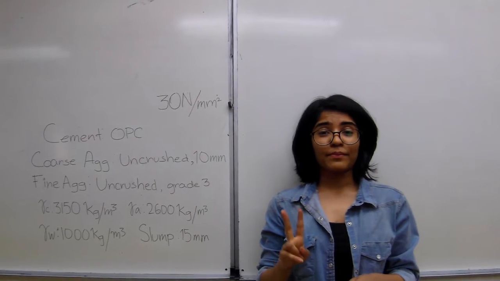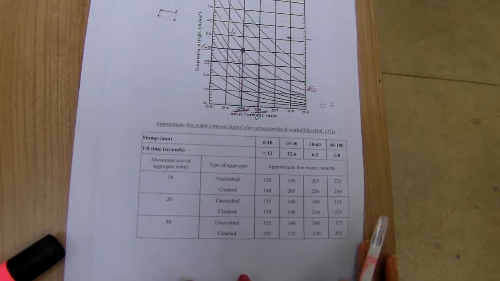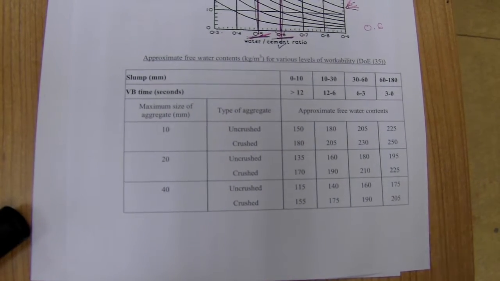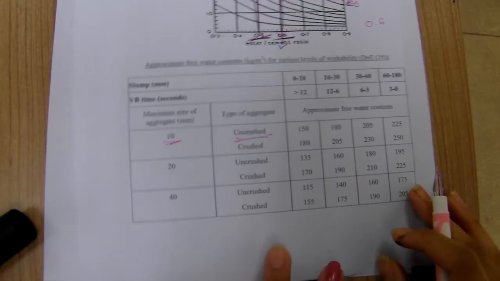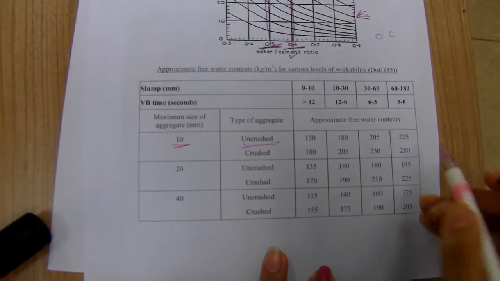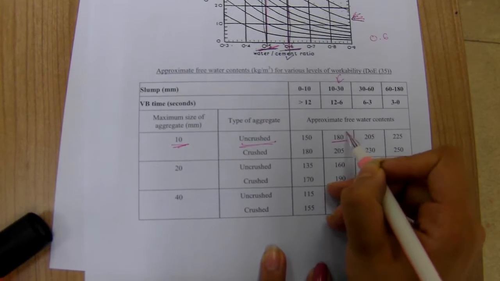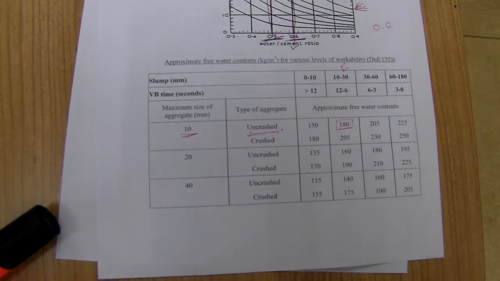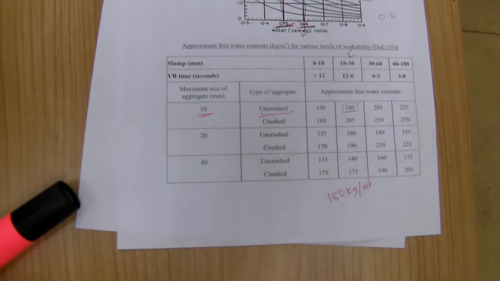Now we'll look at the second step, which is to calculate the water content of the mixture. For the water content, we're going to look at this table. From our question, we can see that the maximum size of our aggregate is 10 mm, and it's uncrushed. And we'll see the slump height of our mix, which is 15 mm, which falls into this group. So the water content for our mix will be 180.